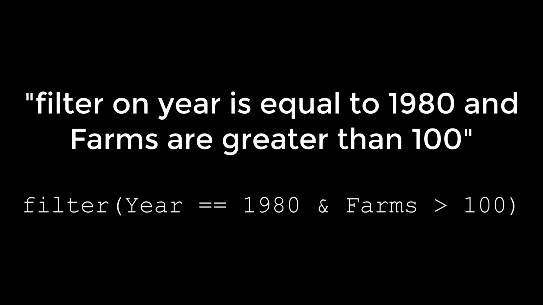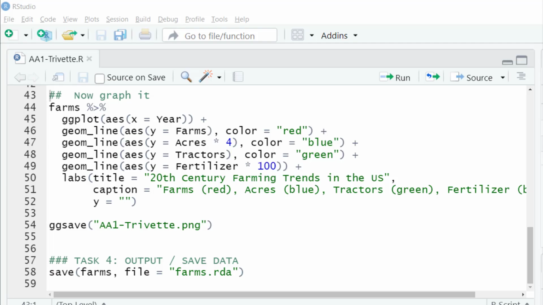Finally, if you want to filter on multiple conditions, you can use conjunctions. Yes, just like in regular language. If you want to say, and also, use the ampersand. If you want to say, or, use the bar. This is the key just above the enter button on a standard PC keyboard. For example, filter on year is equal to 1980 and farms are greater than 100. Try that out, see how that helps.